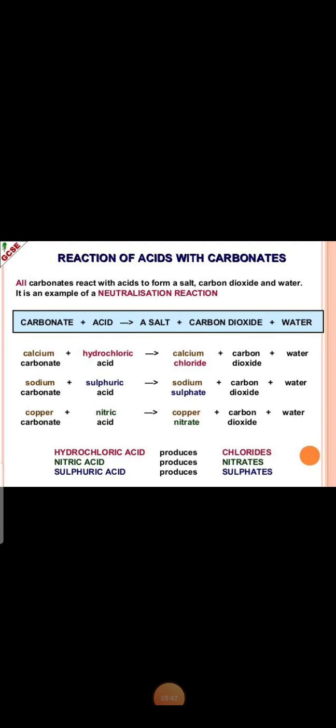Students, one thing we should remember: bases don't react with metal carbonates because metal carbonates have a basic nature. So there is no reaction when they are reacted with bases.